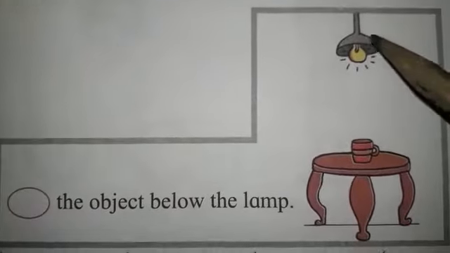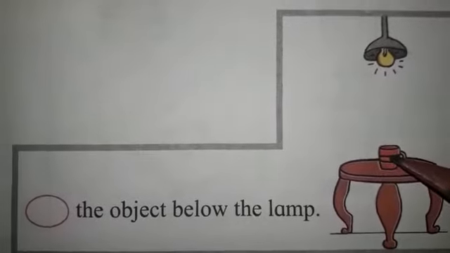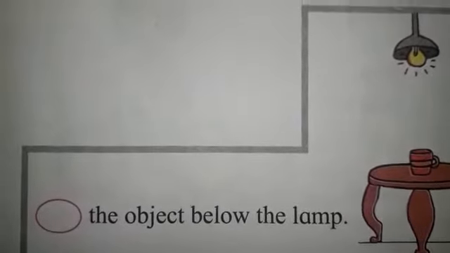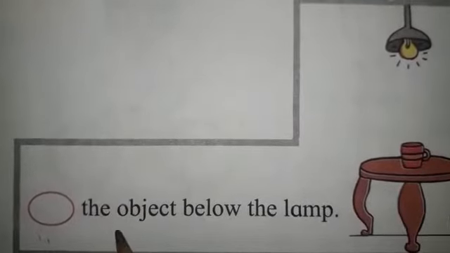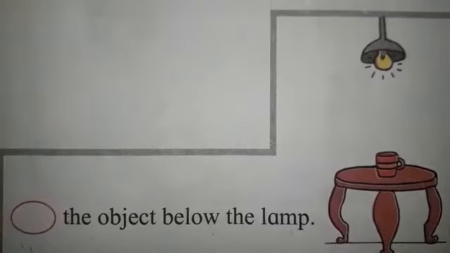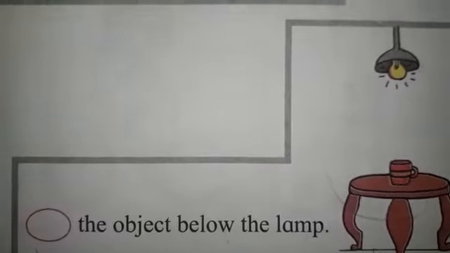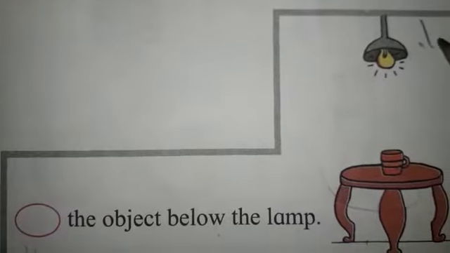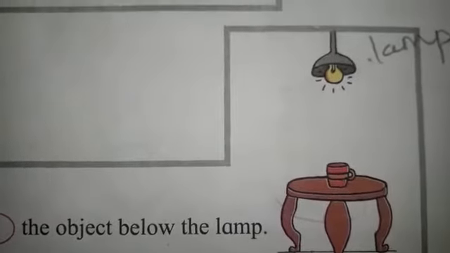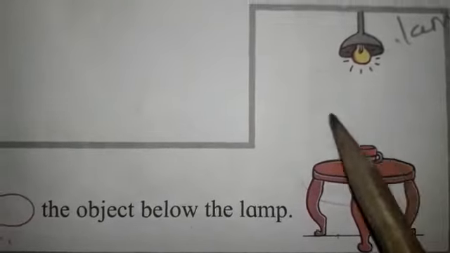You can see what is this. It is a lamp, it is a table, it is a cup. Yes. And what did they say, circle the object below the lamp. Means whatever the object is there, what they said, the object below the lamp. It is a lamp, right? It is a lamp. So we have to circle the thing which is below the lamp.